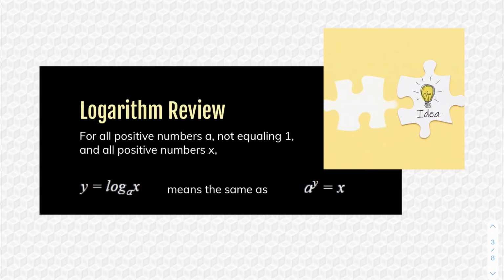For all positive numbers a not equaling 1 and all positive numbers x, log base a of x equals y means the same as a to the power of y equals x. We see here that in the logarithmic equation, the base a is the same base as in the exponential equation. Log of x is the exponent to which a must be raised to get x. Log is the inverse of an exponential equation. We can rearrange the values. This is why we can convert logarithmic equations into exponential equations and vice versa.